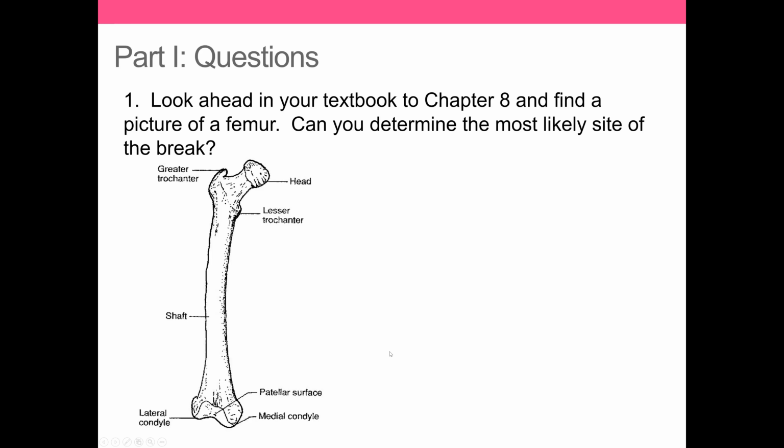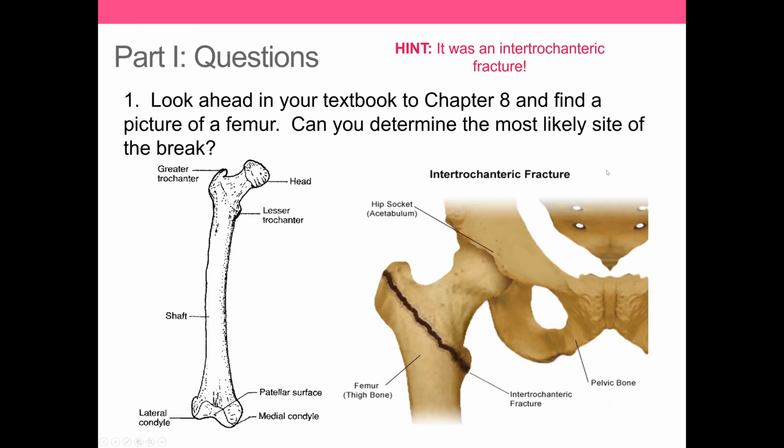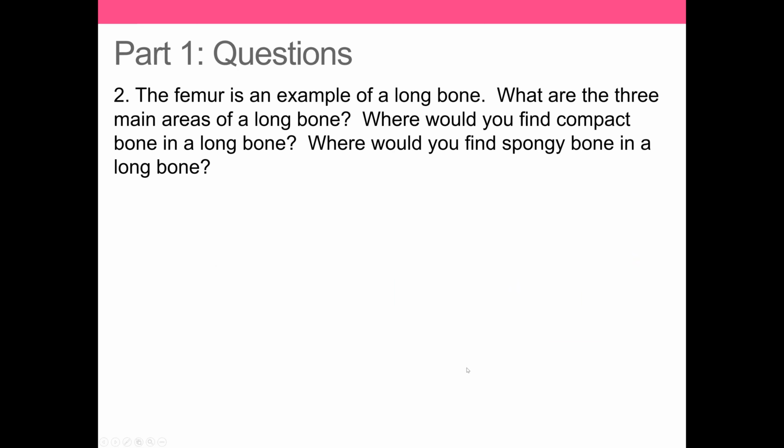So if we look at our description again of this case study, remember that it said it was an intertrochanteric fracture. So we see two structures called trochanters, and the word inter means between. So this is saying it was between the trochanters. So the fracture should have looked something like this, right? So an intertrochanteric fracture happens between the greater trochanter and the lesser trochanter.